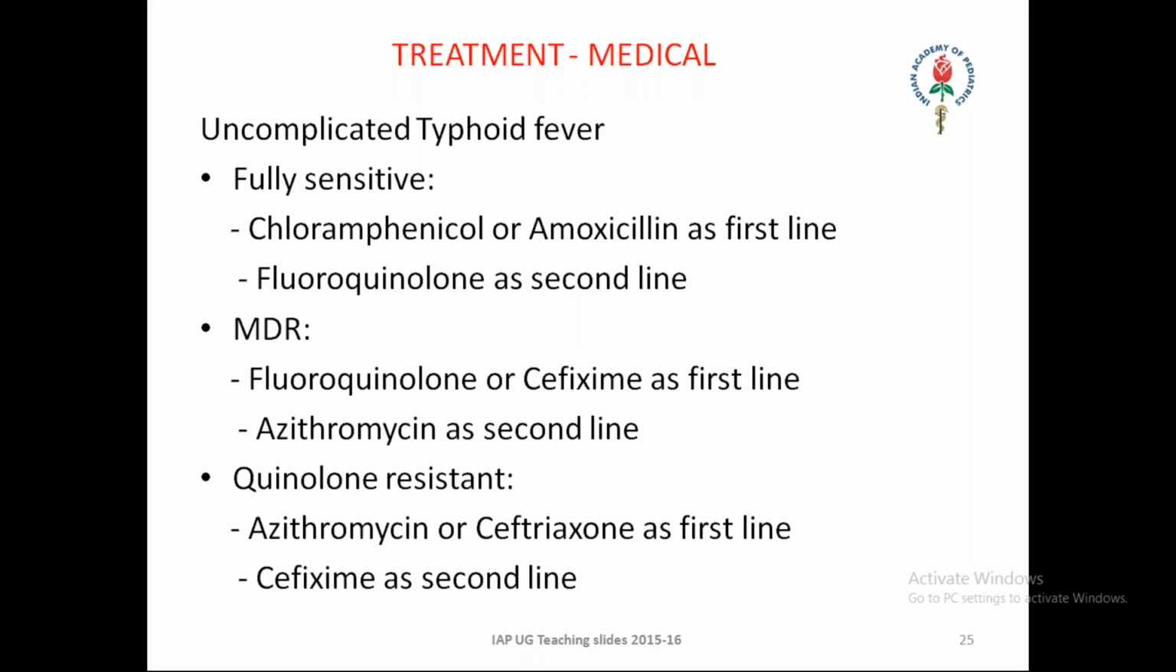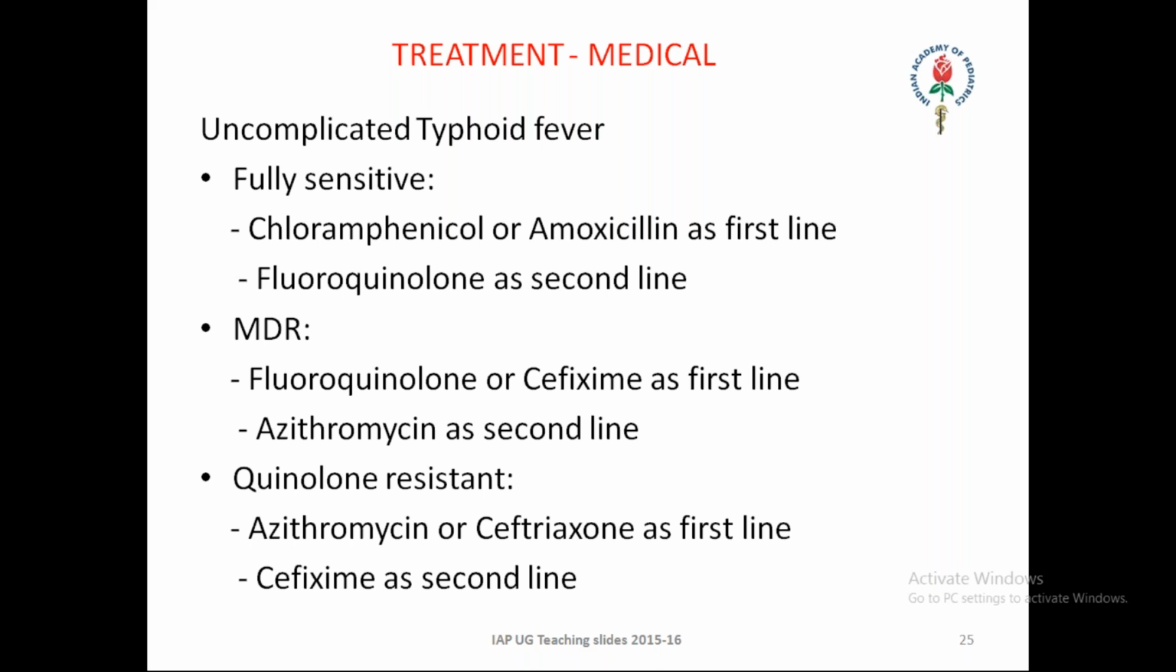Coming to the treatment of medical conditions like uncomplicated typhoid fever, you can treat it here. If it is fully sensitive, chloramphenicol or amoxicillin is the first line drug of choice, and fluoroquinolone is the second line. For multi-drug resistant typhoid fever, go for a fluoroquinolone or cefixime as the first line and azithromycin as the second line.